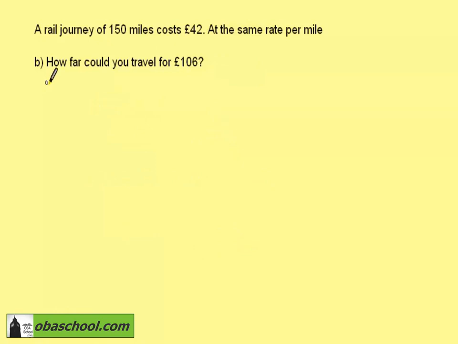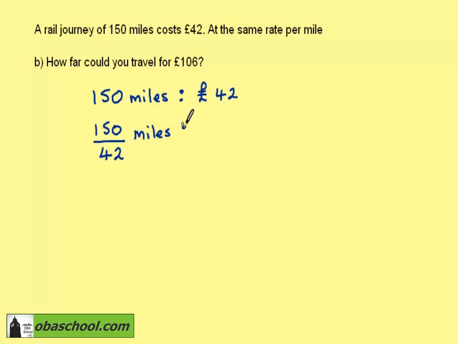We now want to know how far at the same rate we could travel for £106. We know that 150 miles is equivalent to a cost of £42. We can change this into £1 by dividing both sides by 42. So 150 divided by 42 miles would cost £1.